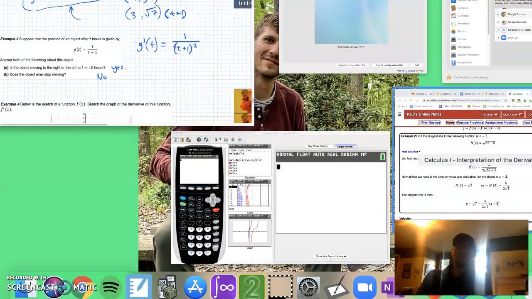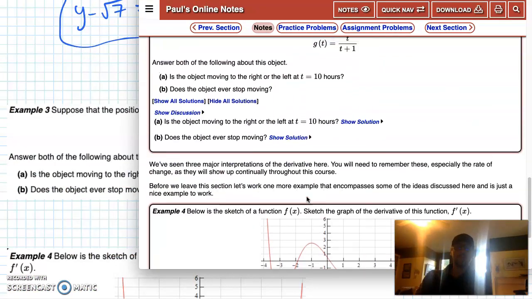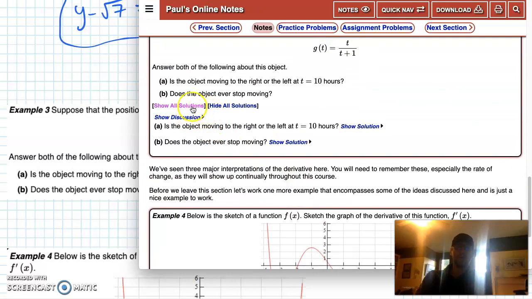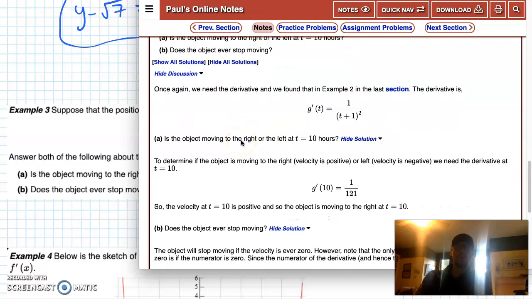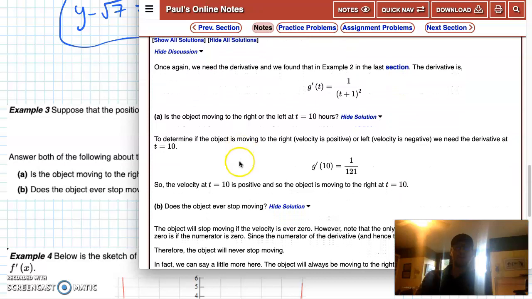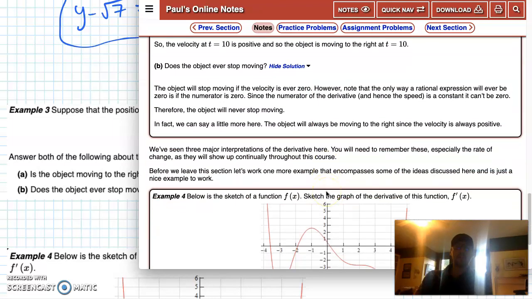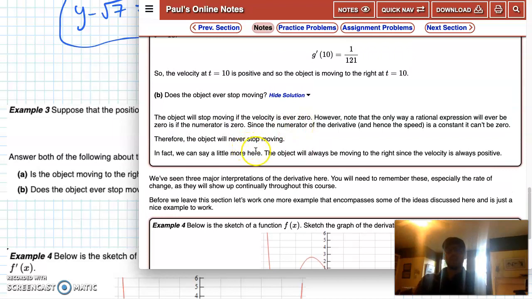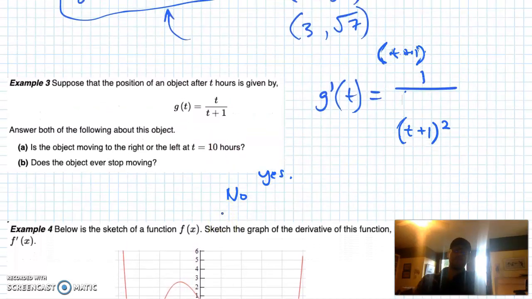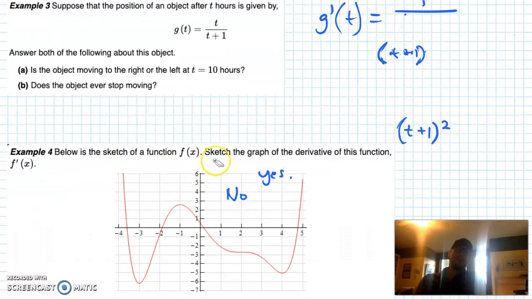Let's see what Paul said about this one. Come on, Paul. I hope we got it. So it is moving to the right because it's positive. Right would be when the velocity is positive, left when it's negative. The object will never stop moving, so we're correct. It's never going to stop moving if the velocity was ever 0, but there's no way a rational expression will ever be 0. Exactly right. Thank you, Paul, for confirming.